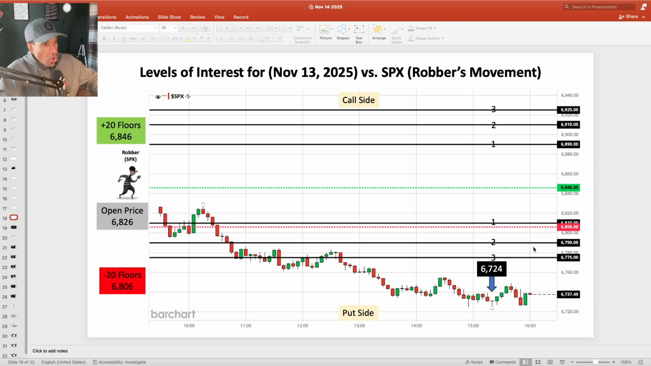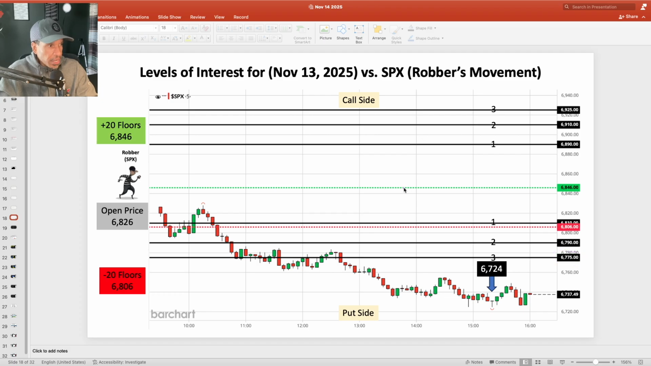And so on November the 13th, these were my levels of interest on the call side: 68.90 was level 1, 69.10 was level 2, and 69.25 was level 3. On the put side, level 1 was 68.10, as you can see. Level 2 was 67.90 and level 3 was 67.75.